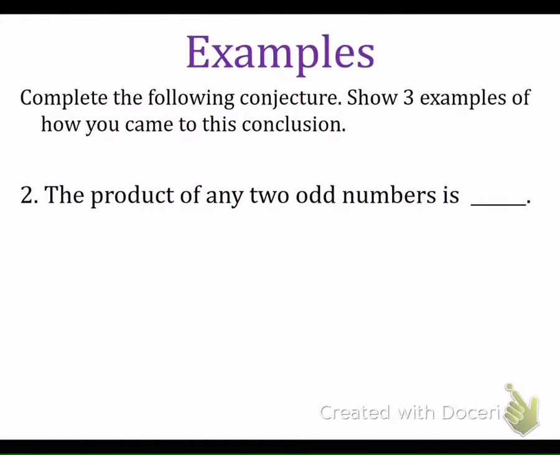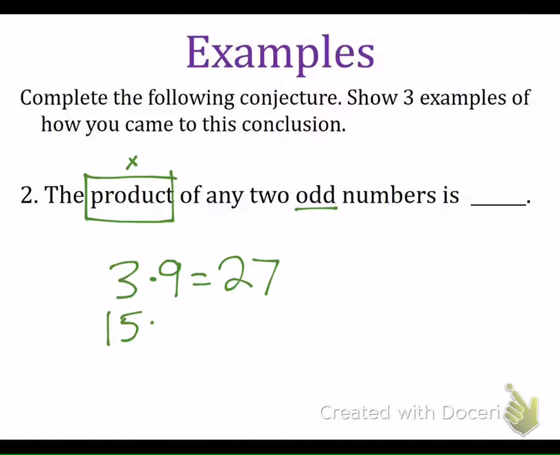Here's number 2. The product of any 2 odd numbers is blank. Same idea. We're going to come up with 3 examples. We're going to try to finish the conjecture. Now, though, I'm finding the product. Product means multiply. Good. So, again, odd numbers. Someone throw out an odd. 3 and 9. 3 times 9 is 27.